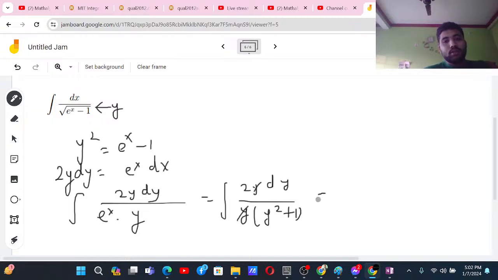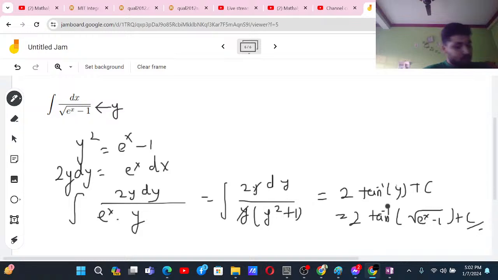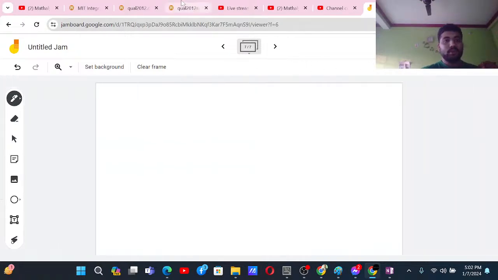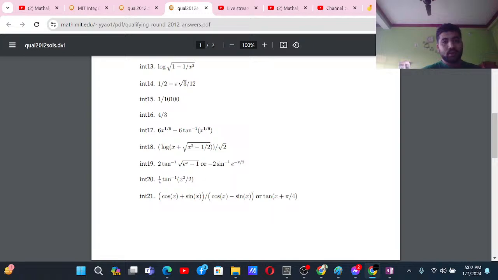Nice. So that's 2 times tan inverse y plus c, and y is root under e to the power x minus 1, plus c. That's the answer. Let's go to the next problem.